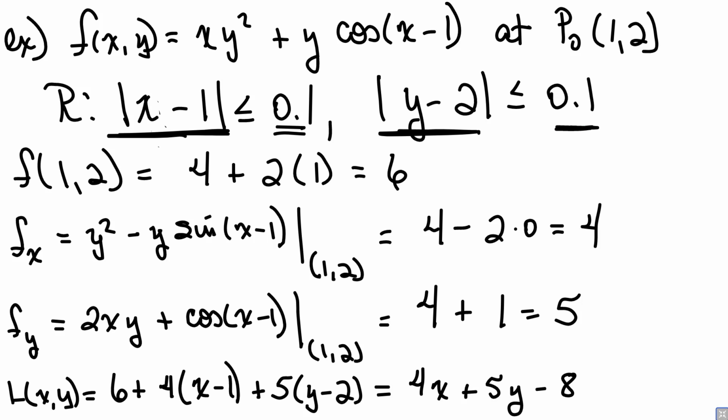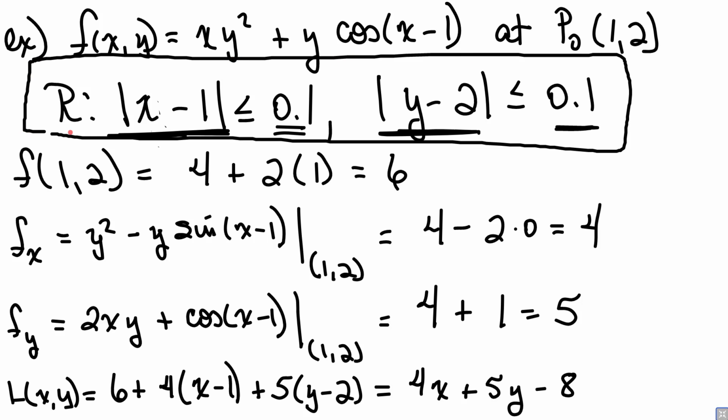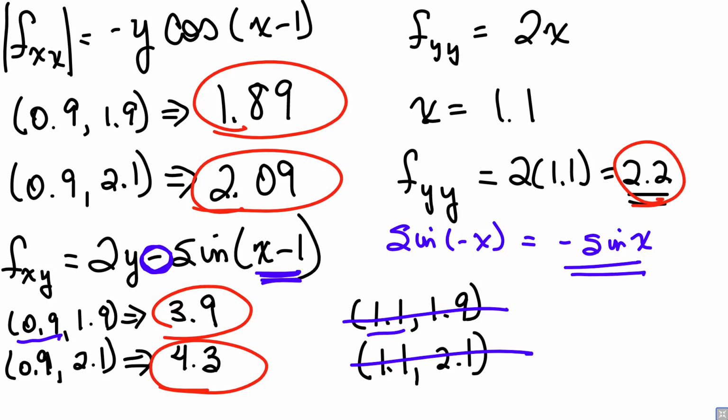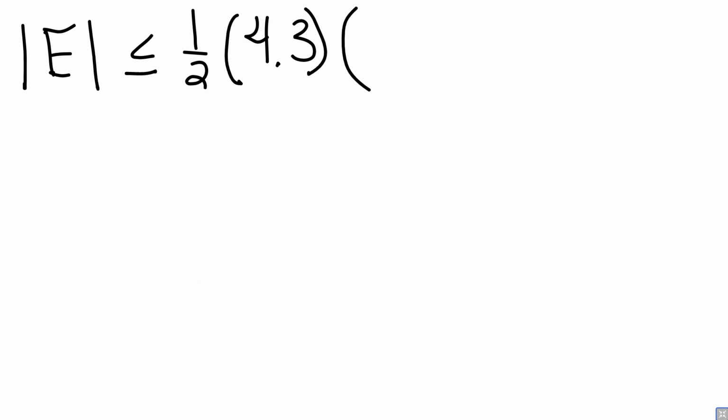0.1. So basically, for that portion of the error formula, you're going back to the region and seeing what the absolute value is less than or equal to. And that's going to be the largest it can possibly be. And you always want to use the largest possible value that it can be. So in here, we're going to have 0.1 plus 0.1, and then we're going to square that.